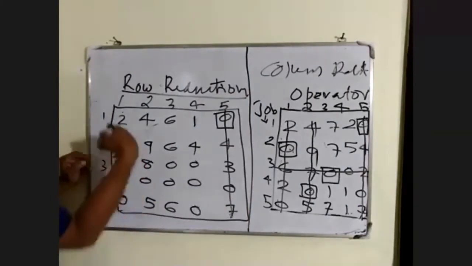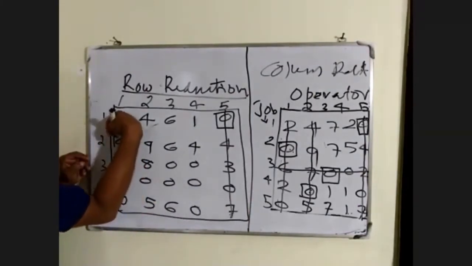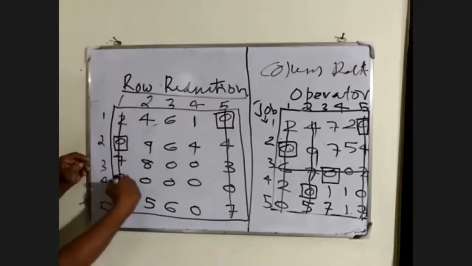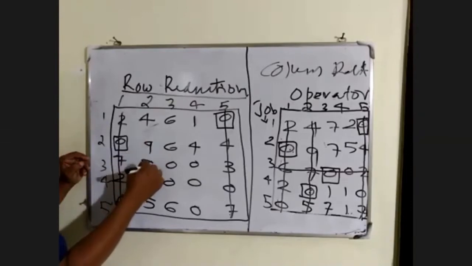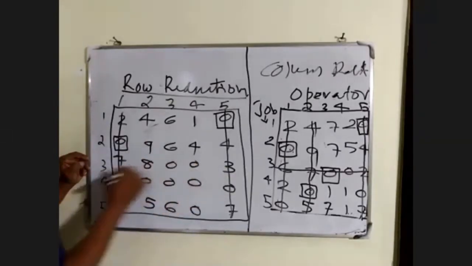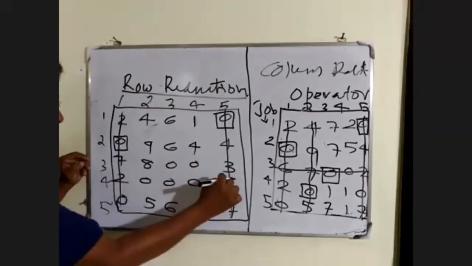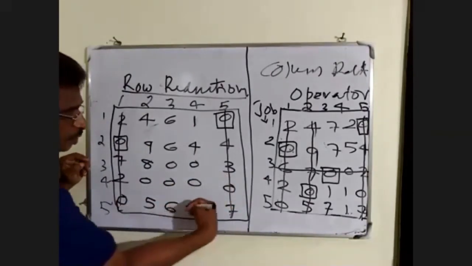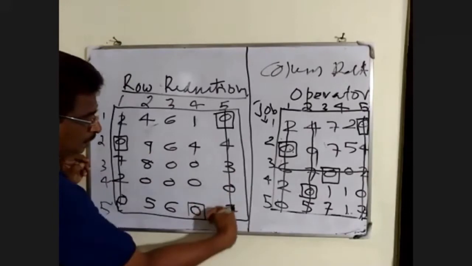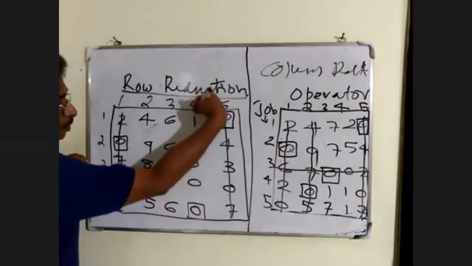Second row, is there exactly one zero? Yes. We cut it. Third row, is there exactly one zero? No. Fourth row, is there exactly one zero? No. Fifth row, is there exactly one zero? Yes. We close it here.